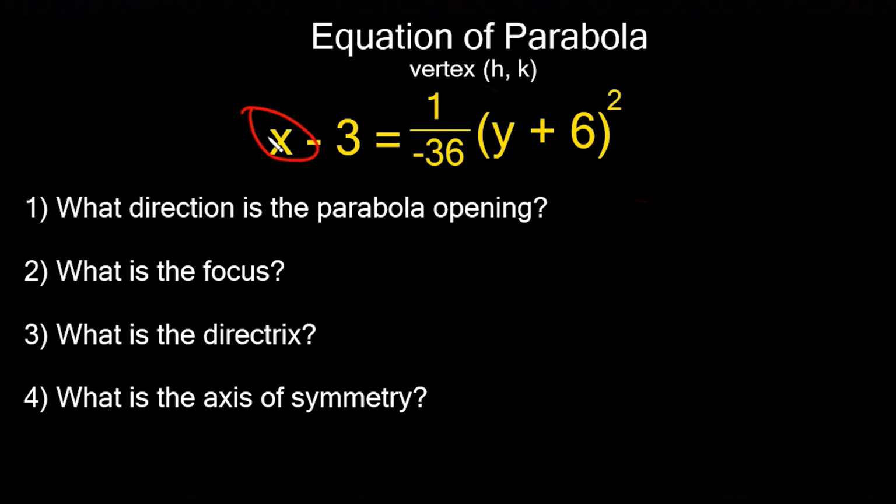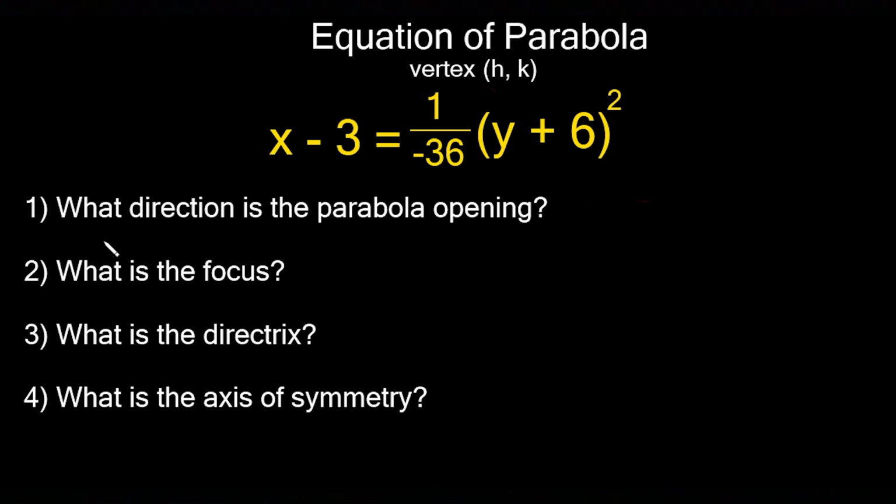And if you go back to the table, if you have an x value right there, that means that you're dealing with a horizontal parabola. If it was a y value, so if you had y here, that would be a vertical parabola, right? But this one's going to be horizontal. So it's either going left or right.